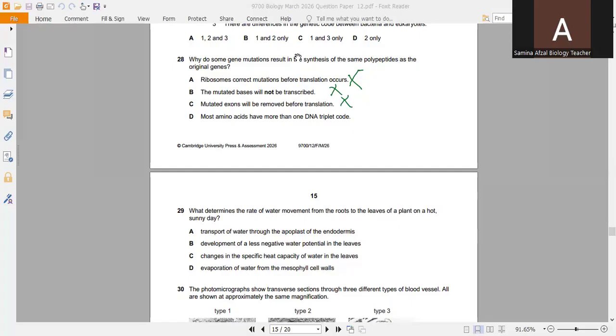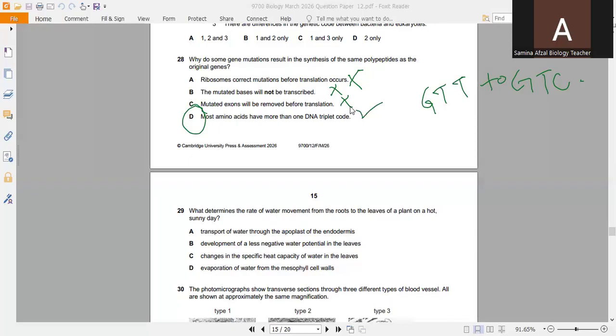D says the genetic code is described as degenerate. This means that multiple different DNA triplets can code for the exact same amino acid. For example, GTT to GTC: both triplets code for the same amino acid. So because the amino acid sequence remains completely unaltered, the identical polypeptide is synthesized. This is known as a silent mutation. So D is the correct option.